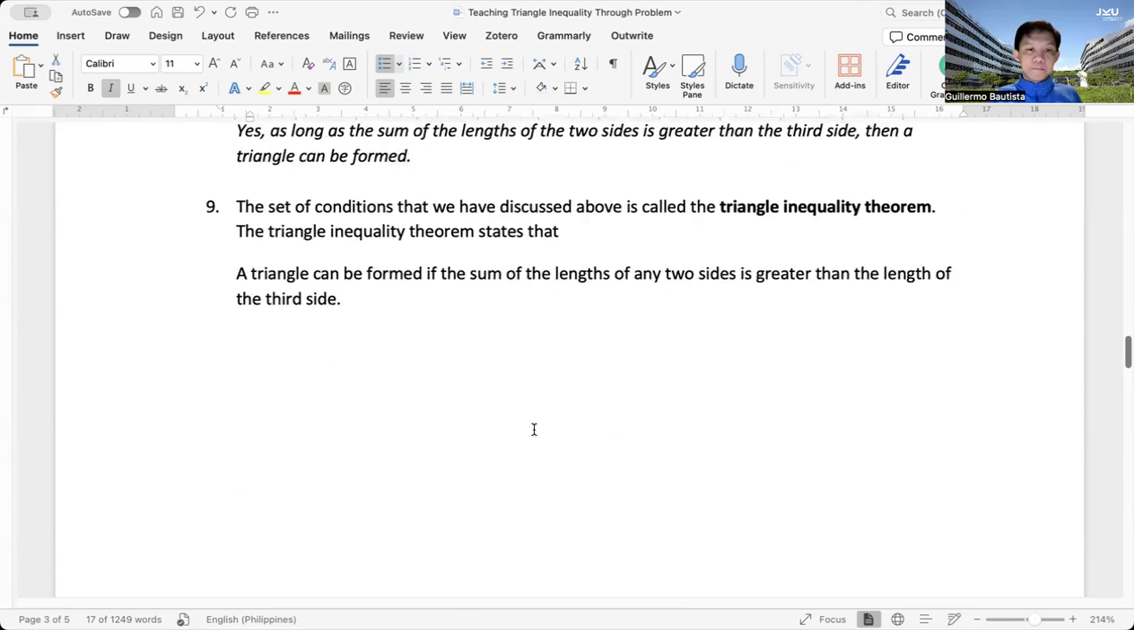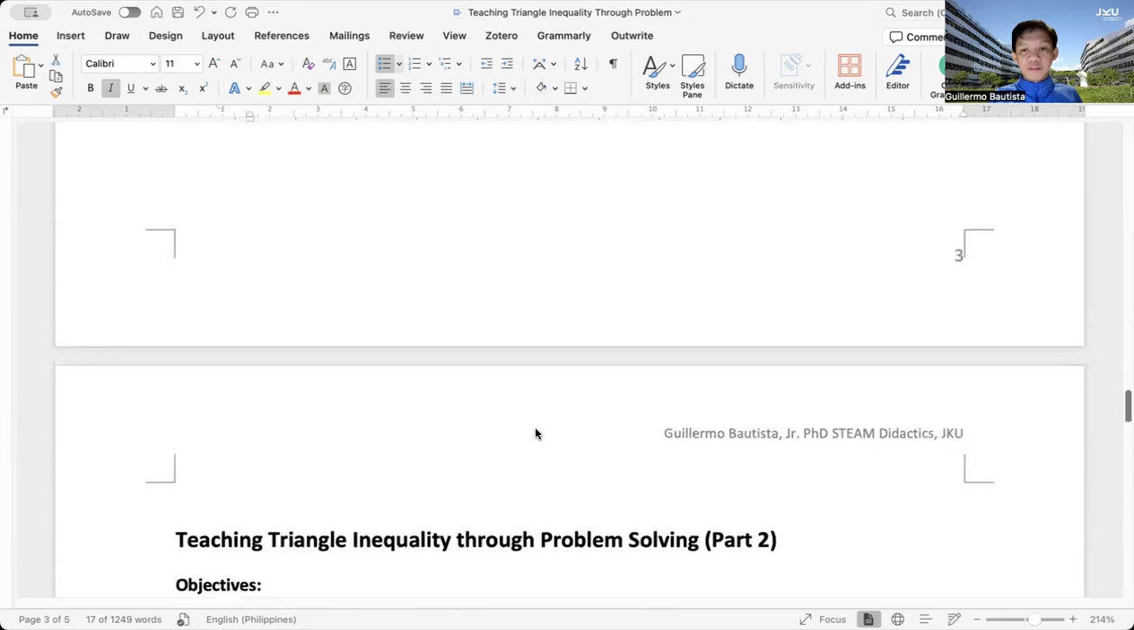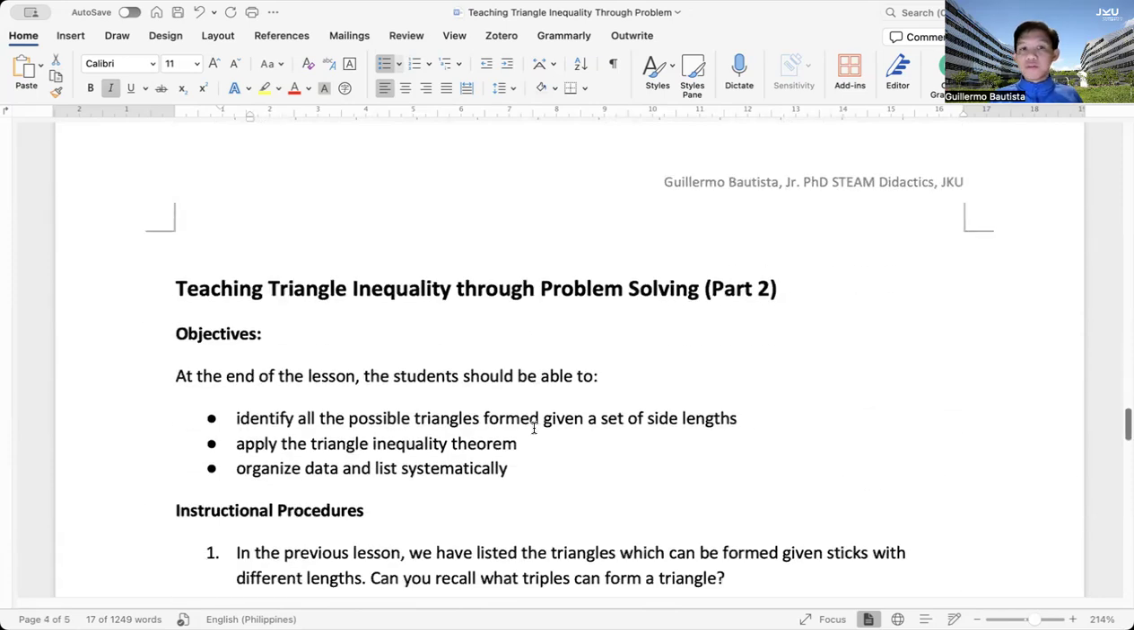Now, part 2 of the lesson is a continuation of this lesson. So here, the main purpose of this is to let them organize data and list systematically. So in mathematics, of course, we don't just teach the students the mathematical skills. We also teach them the process skills, like generalization, organizing data, listing systematically, and so on and so forth.